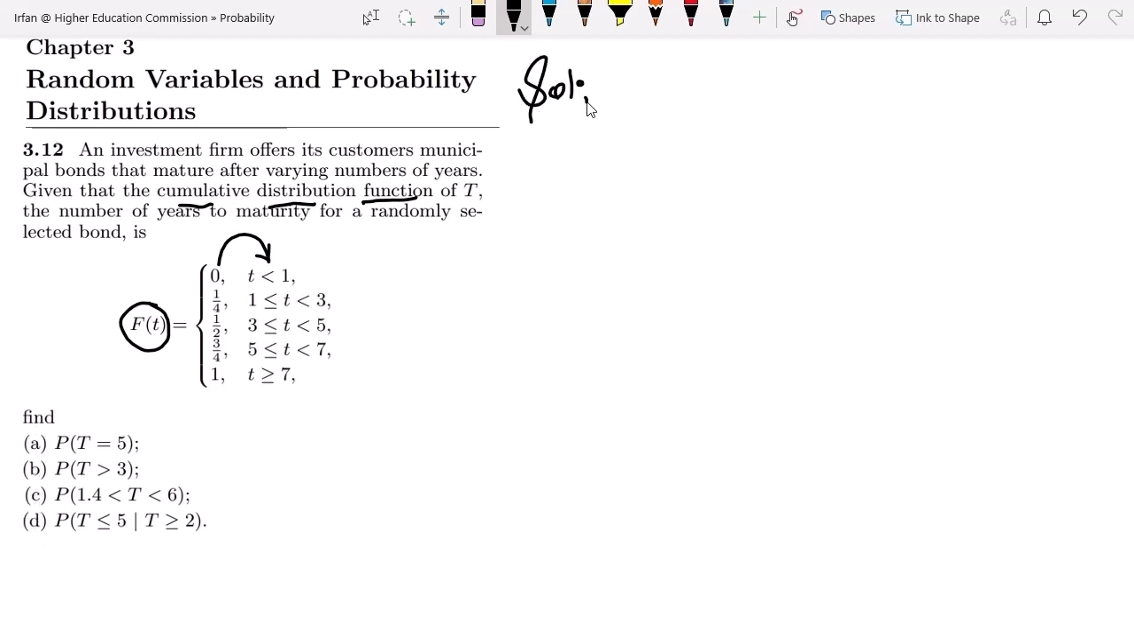In part a, I want to find out the probability at t equal to 5. What do we have to do? Previously we have seen that in order to find the probability of the instance between two events, let me take this one as 5 and this as the previous event 4.